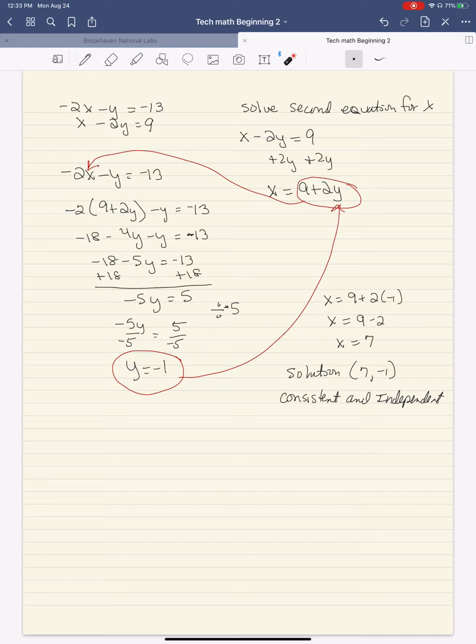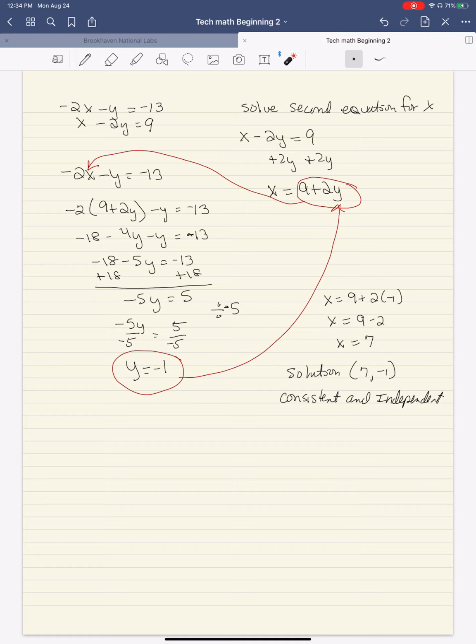I'm going to take the value for x and plug it into the opposite equation, which is right here, the minus 2x minus y equals minus 13. I rewrote it down here. So instead of this x, I'm going to put my substitution 9 plus 2y, which is right here. So minus 2 parentheses 9 plus 2y minus y equals minus 13. Distribute the minus 2, so I get negative 18 minus 4y minus y equals minus 13. Combine your like terms. Negative 18 minus 5y equals minus 13.